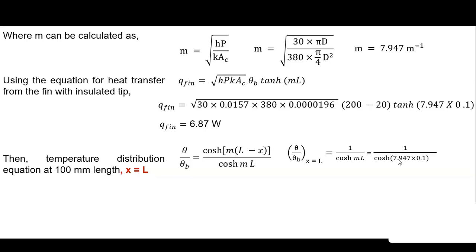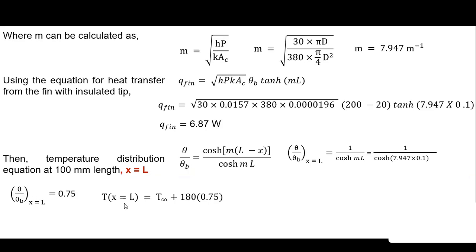I'm just putting the values 1 upon cos hyperbolic mL, and then I get theta upon theta b at x equal to L is equal to 0.75. But we are interested not in theta, we are interested in finding out the temperature. So what is theta? Temperature at x equal to L minus temperature of the fluid, that is T minus T infinity. And what is theta b? It is temperature at the base minus temperature of the fluid. So we already know theta b. We already calculated it is 180. We can write theta b into 0.75 is equal to theta.